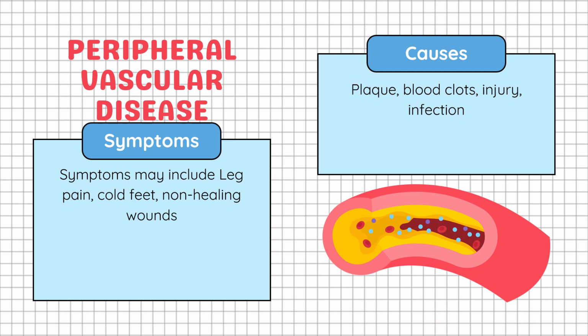As far as the symptoms, about half of the people who are diagnosed with PVD really do not have symptoms. But for those that do have symptoms, most common will be pain in the leg, cramping when they go and exercise. But once they stop, the pain is relieved. That's called intermittent claudication.